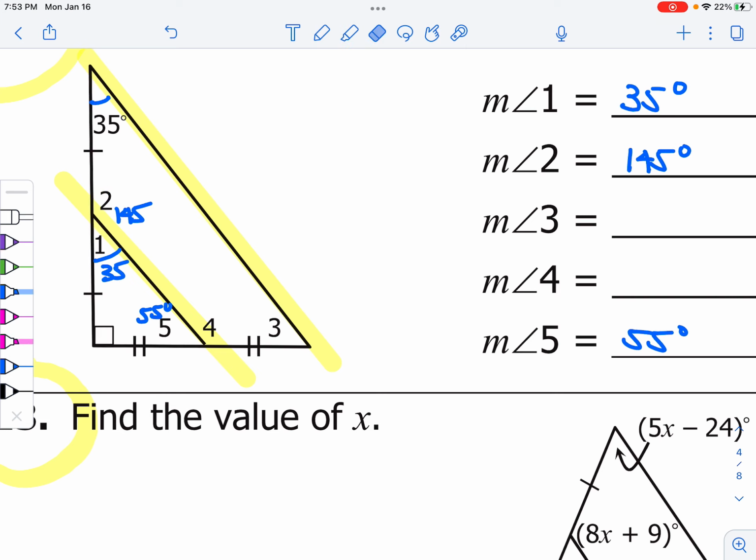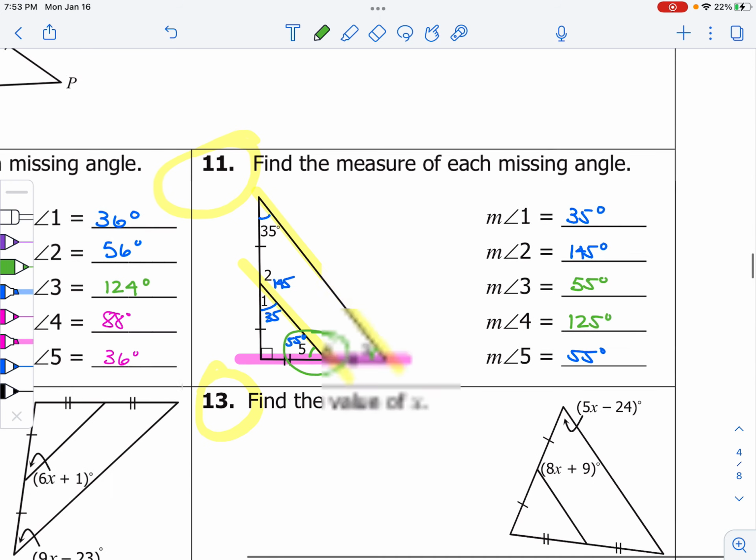And I'm going to change the transversal to be over here. The first thing I'm going to take care of is that linear pair. So 180 minus 55 leaves me with 125 for angle 4. And I have corresponding angles between 5 and 3. So 3 is 55 degrees also.